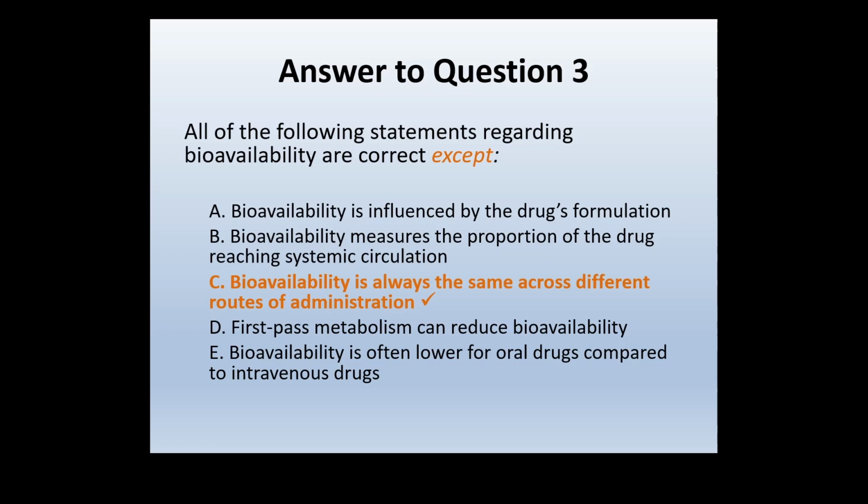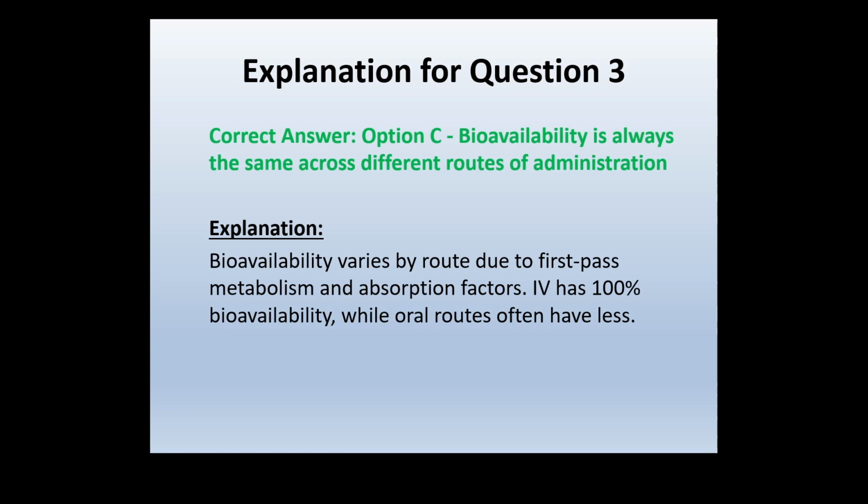The answer is option C. The explanation is as follows. Bioavailability actually varies across different routes of administration. This is due to factors like absorption and first-pass metabolism that differ depending on the route. For example, an intravenous route has 100% bioavailability because the drug enters the bloodstream directly, while oral administration often results in lower bioavailability due to metabolism by the liver and gastrointestinal tract.